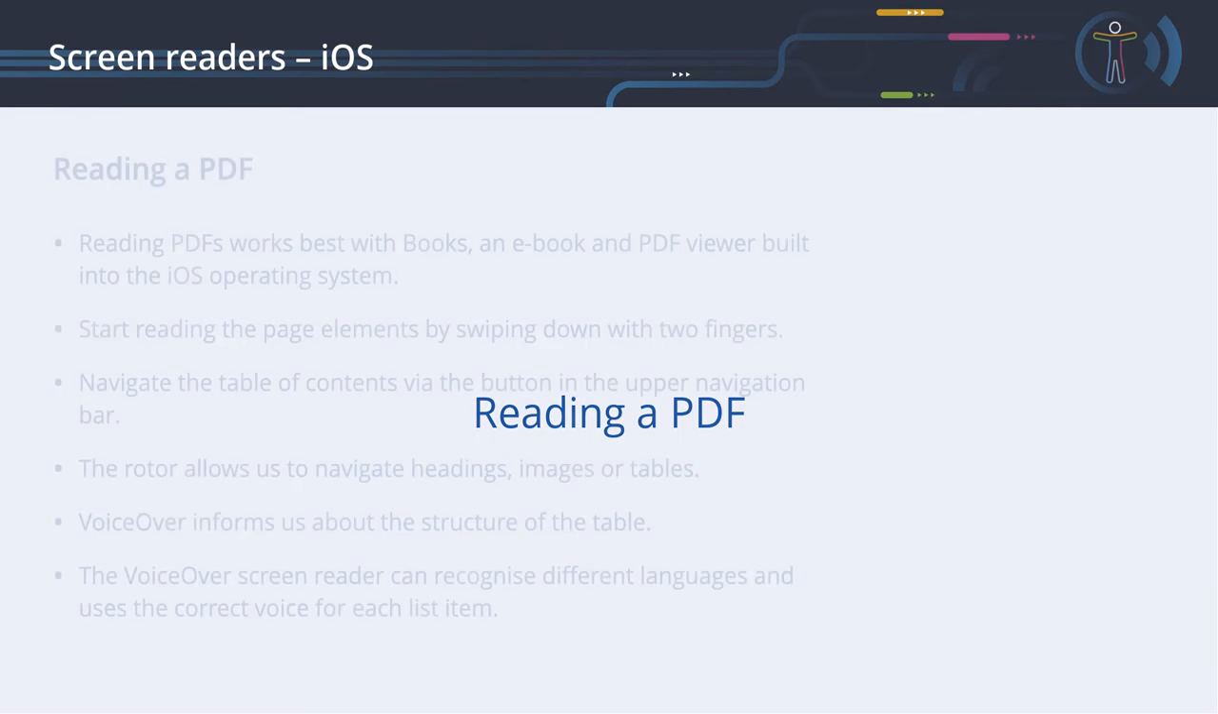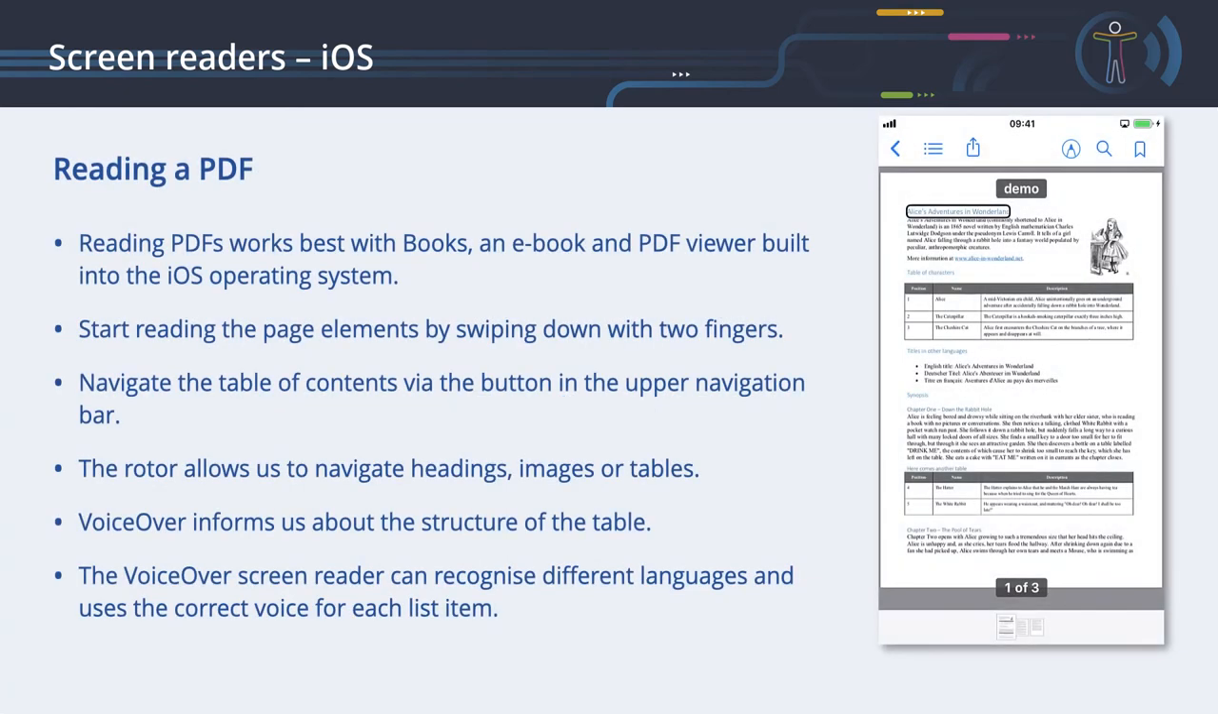Reading a PDF. We will now read a PDF using the VoiceOver screen reader. Reading PDFs works best with Books, an ebook and PDF viewer built into the iOS operating system. We open a PDF file. We can start reading the page elements by swiping down with two fingers. While reading the document, we can hear that VoiceOver recognizes headings, images, links, and tables.